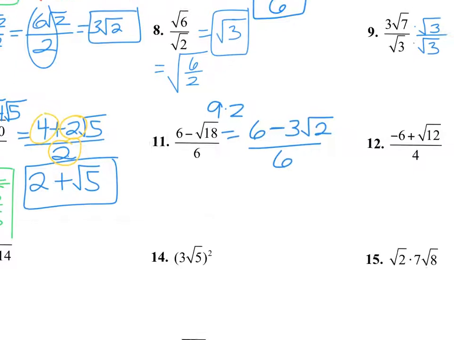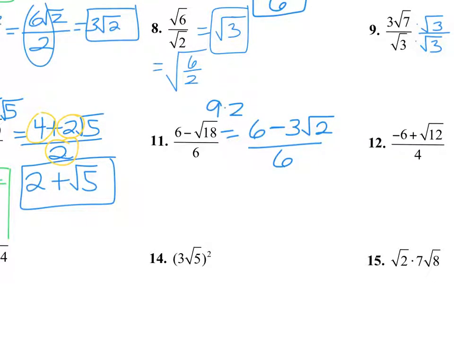Now, I taught this a couple of different ways today. I'm going to teach it this way, though, because I kind of like it better. You cannot just cancel out the 6's. So many people want to do that, like, oh, let's just reduce the 6 over 6. But negative 3 rad 2 is also being divided by 6.